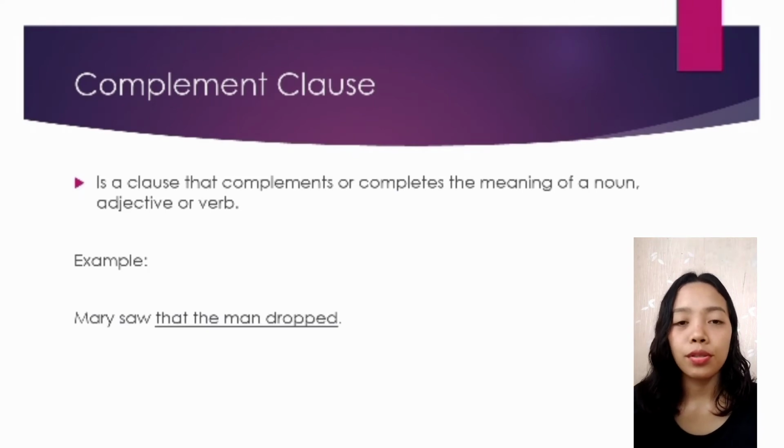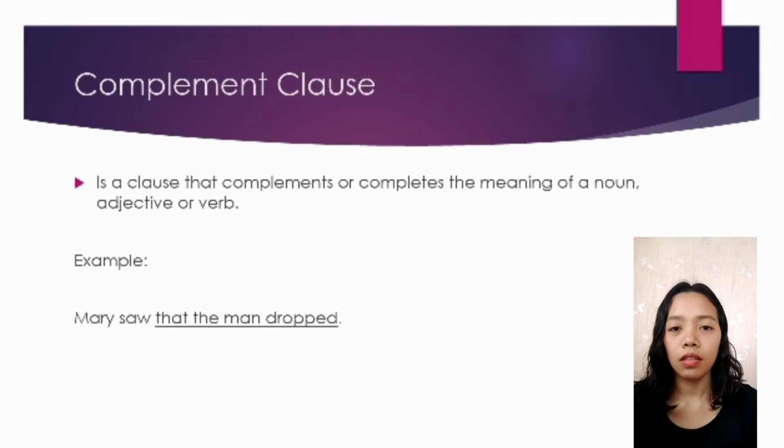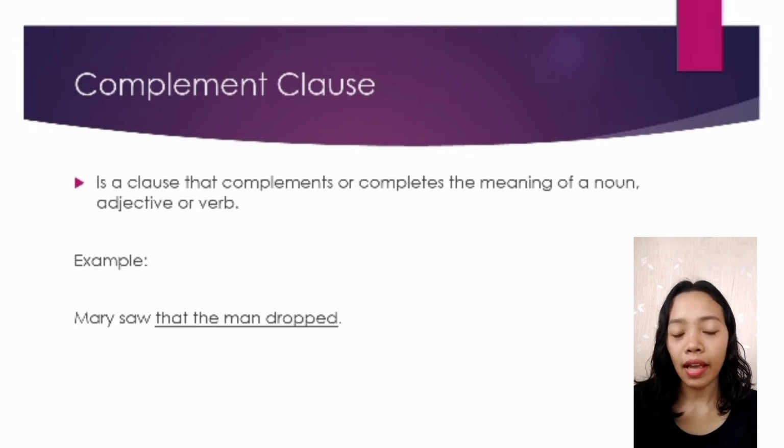Let's move on to complement clause. What is a complement clause? A complement clause is a clause that complements or completes the meaning of a noun, adjective, or verb. Let's say, for example, Mary saw that the man dropped. In the sentence, that the man dropped completes the meaning of the word saw. So that is a complement clause.